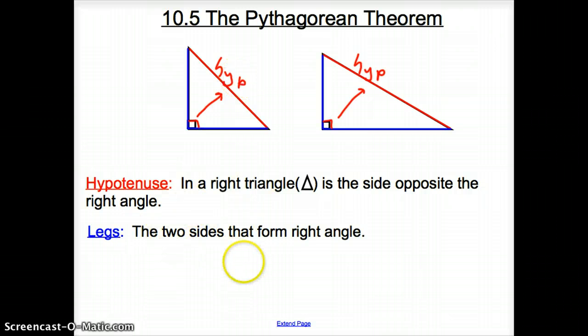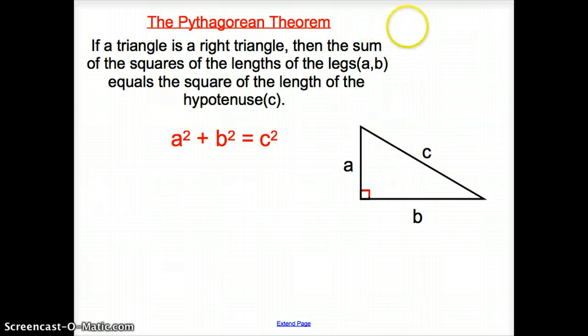Now moving on, the legs are the two sides that form the right angle. So the legs that come in here to make up this right angle are the legs. So this is a leg, here's a leg, and here's also a leg. So let's take a look at the Pythagorean Theorem.